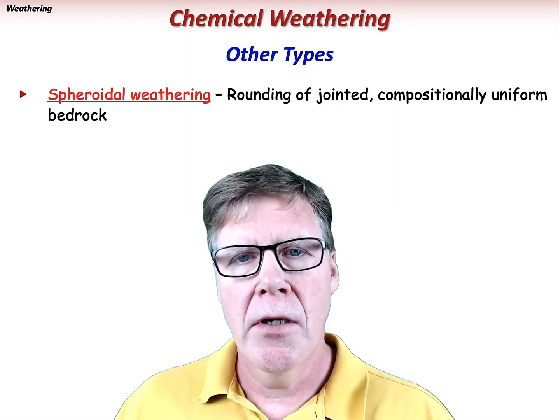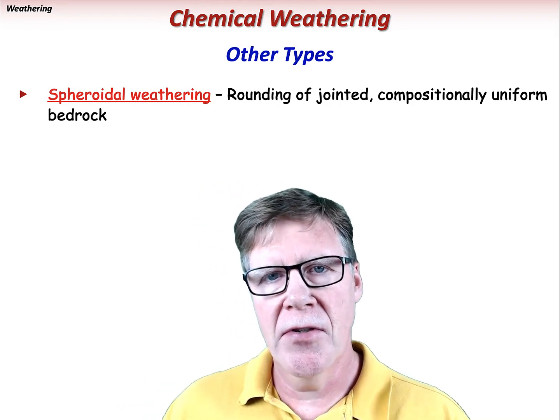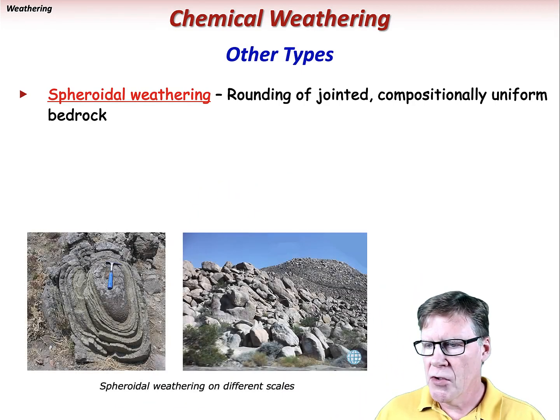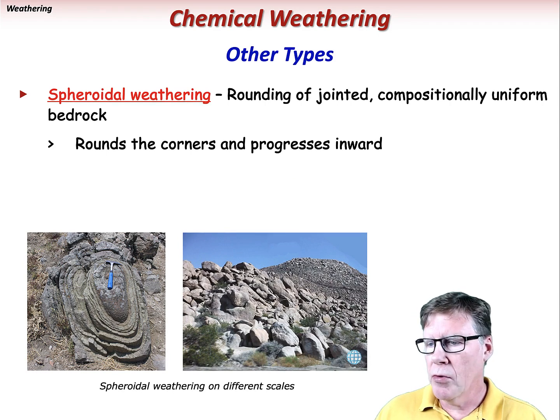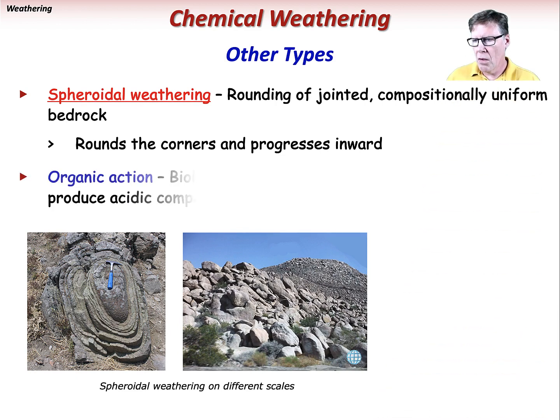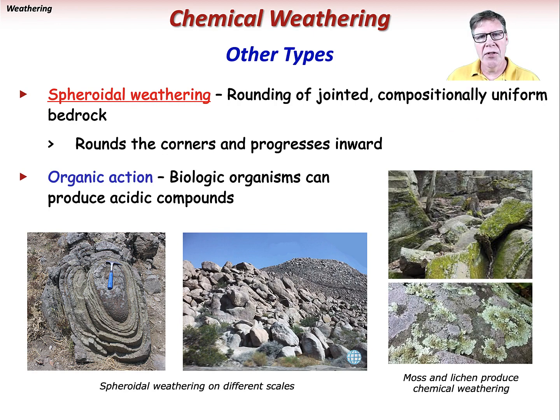Spheroidal weathering occurs in jointed, compositionally uniform bedrock. Surface water acts to round the edges of fracture surfaces, with weathering progressing inward via groundwater processes. Large granitic exposures typically weather to rounded boulder fields due to this type of weathering, like here along I-8 in Southern California. Organic activity can also yield chemical weathering effects.